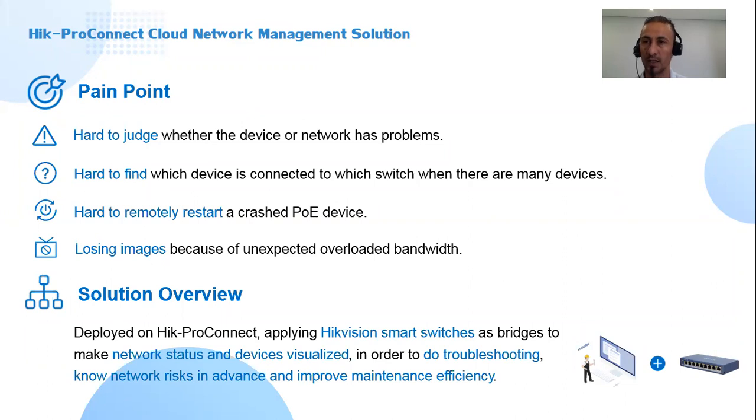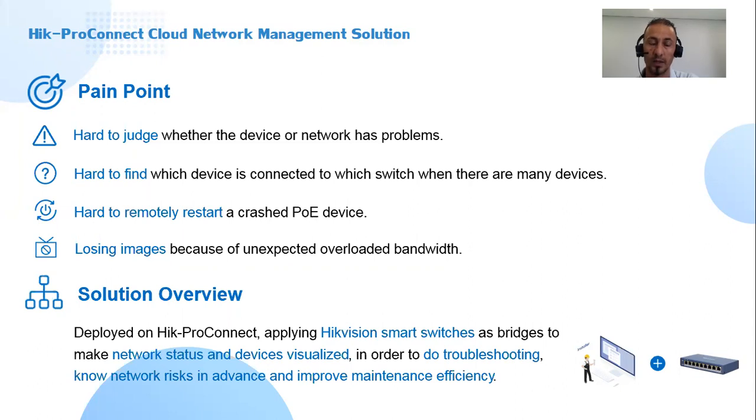Or if we need to restart that particular port, we are able to do so and not physically restart the whole device itself. It is also hard to find which device is connected to which switch. Like I just mentioned, we'll know that camera 1 is connected to port number 1 or port number 2. Also, you don't have to physically restart the whole switch itself. You can just restart one particular port on that switch.